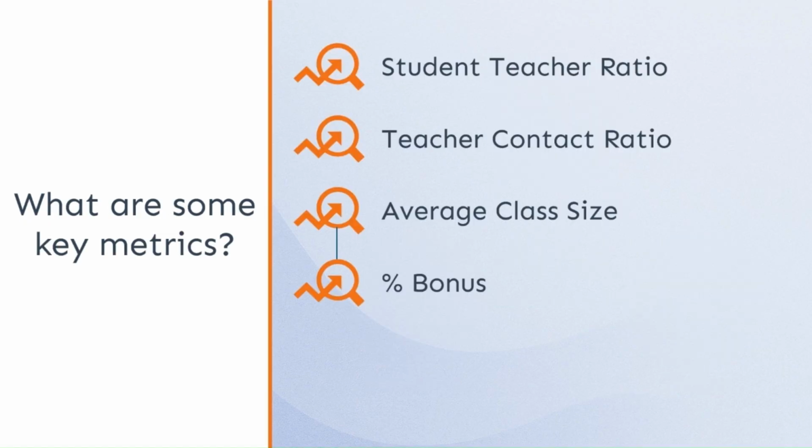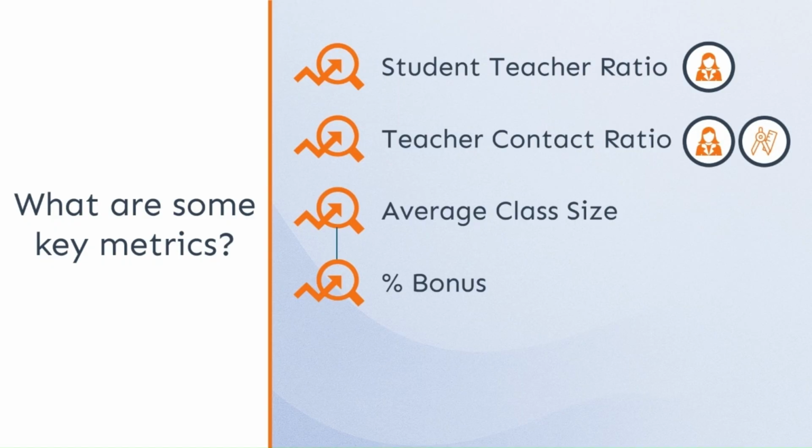There are four simple key ICFP metrics that we're going to explore today. Student-teacher ratio, which is based purely on staffing. Teacher contact ratio, based on both staffing and your curriculum. And the average class size and percent bonus, which are only based on your curriculum. All of them will be reflected in your budget, educational provision and staff wellbeing. Together, they give a really rich picture of how your school uses its resources.